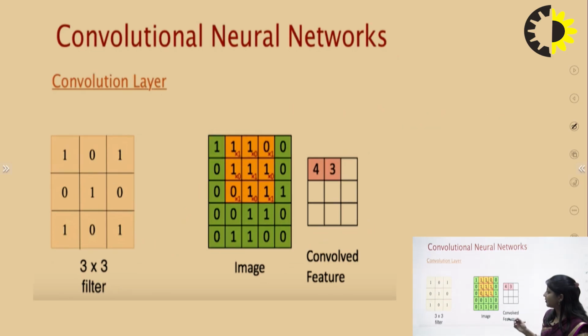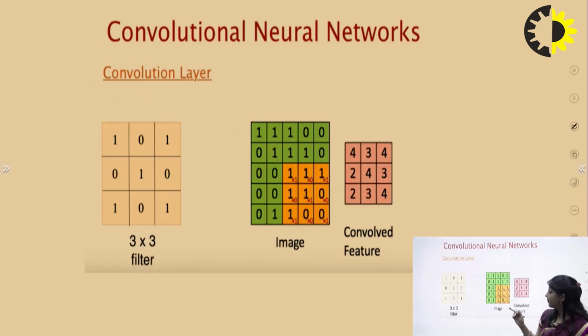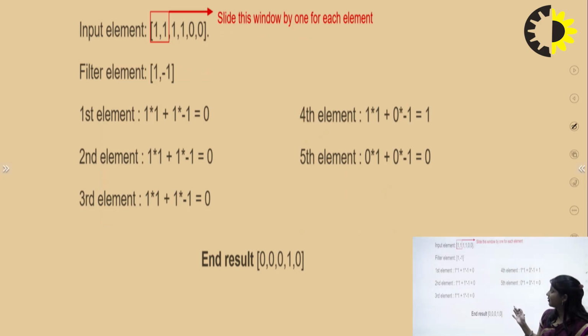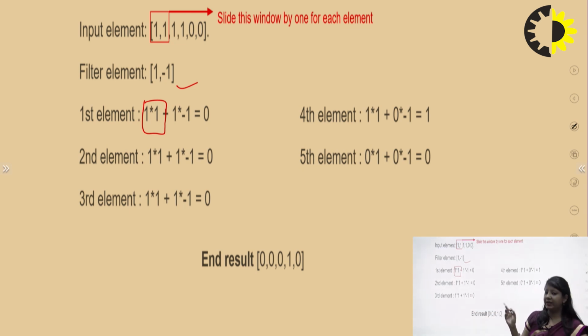So this is the procedure, and the result is called the convolved feature. So the first layer is the convolution layer. Then we slide to the other window, like that 3 by 3 window, then the next window, so we get the output like this. Like that we slide the window, convolve the features, and find the final convolved feature. This is another example: if we have a one-dimensional array and a filter, we can slide this 2 by 1 array over the window and find the convolved features.